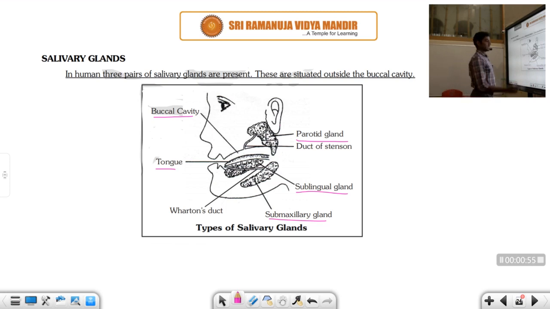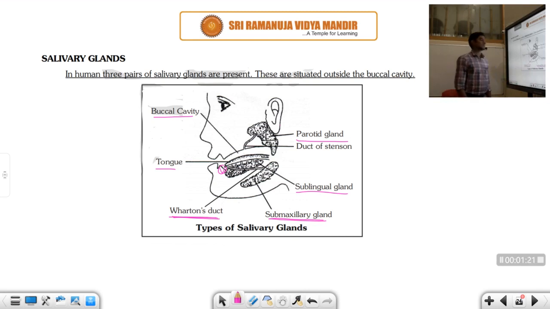Now, students, there is Wharton's duct. Wharton's duct belongs to the submaxillary gland. Now you can see below the tongue, on the ventral part, there is a pair of ducts, no? That is called Wharton's duct. It connects the lower part of the tongue and the maxillary gland. This is called Wharton's duct.